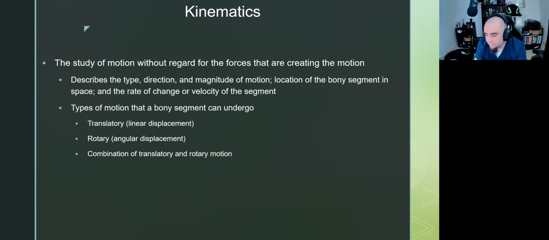So when we talk about the kinematics of the joint, we're really just talking about the pure motion in the joint. We're talking about whether it moves translatory, meaning linear, or rotary, meaning angular, or a combination. Most joints, for the most part, are a combination of both translatory and rotary, because that goes along with the roll, spin, glide rule.